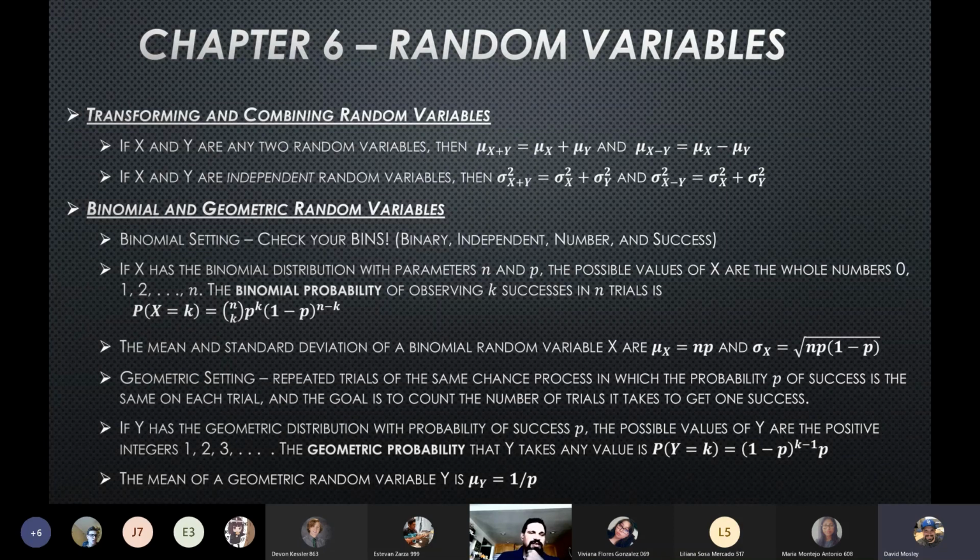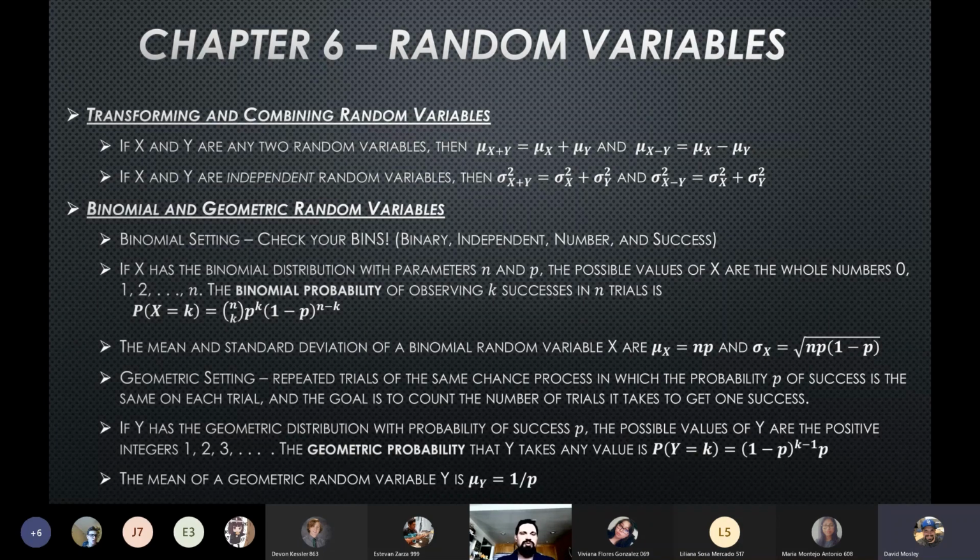A geometric setting is when we have repeated trials of the same chance process in which the probability P of success is the same in each trial, similar to our binomial setting. However, the goal is now to count the number of trials it takes to get one success. So we will always just have one success. We're just trying to figure out how long it takes to get there.